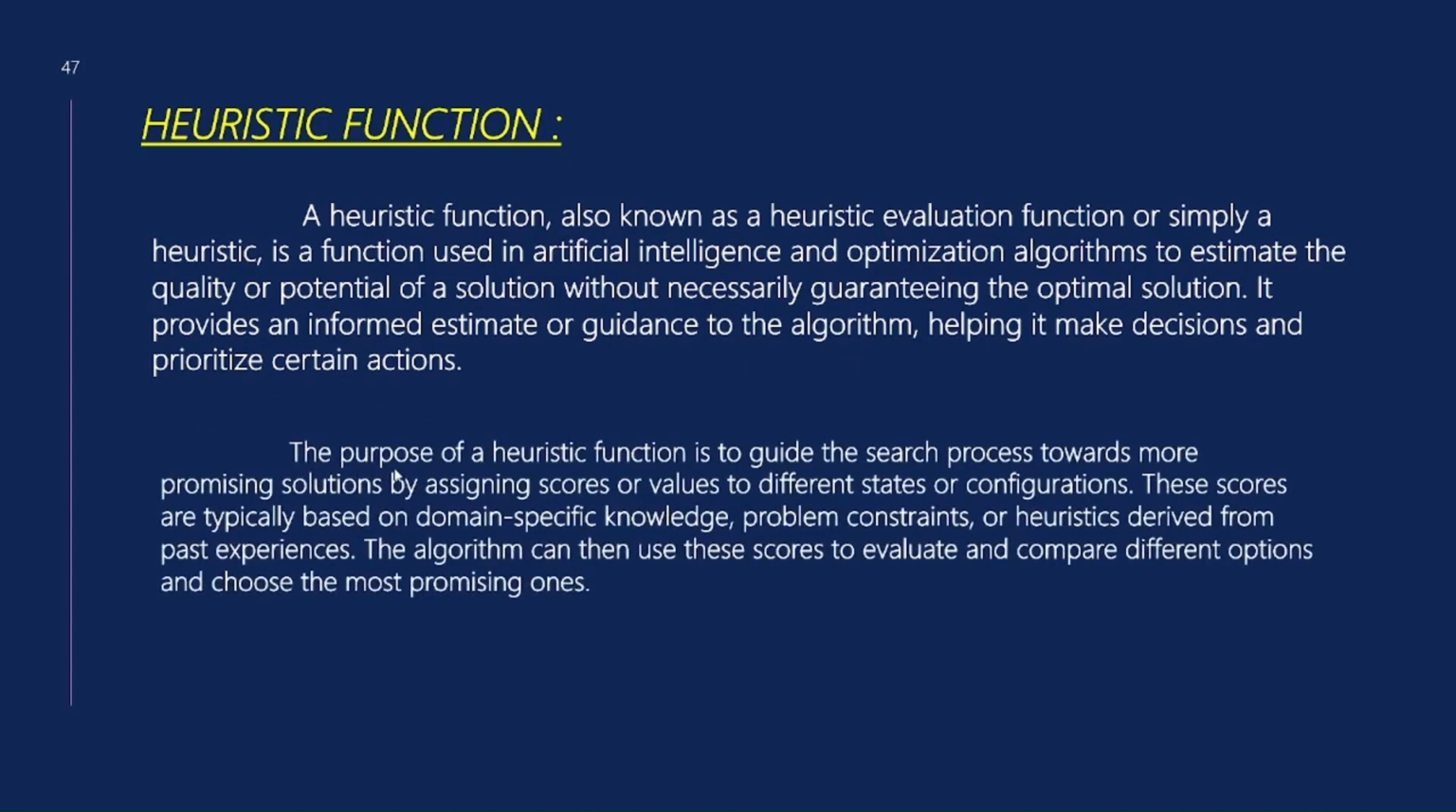The purpose of a heuristic function is to guide the search process towards a more promising solution by assigning scores or values to different states or configurations. These scores are typically based on domain-specific knowledge, problem constraints, or heuristics derived from past experience. The algorithm can then use these scores to evaluate and compare different options and choose the most promising ones.